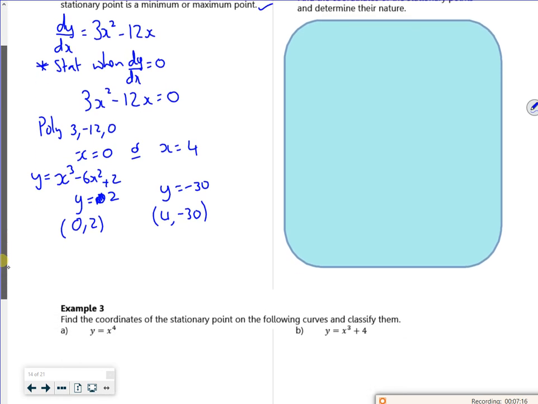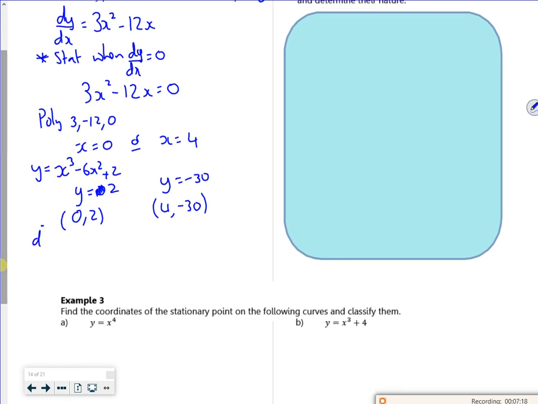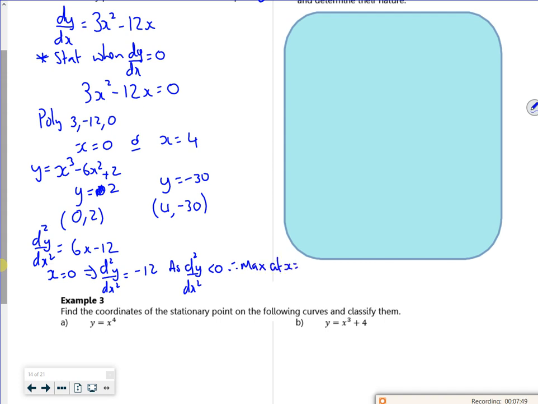So I'm going to do the second differential. Differentiate it again is 6x minus 12. If I put in x is 0, that gives me a value of minus 12 if I sub it in. So as d2y by dx squared is less than 0, therefore it's a maximum at x is 0.